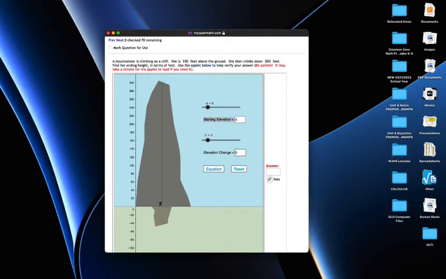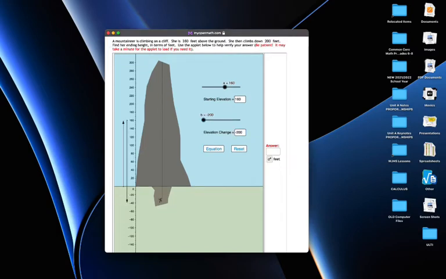So starting at 160, the elevation change is -200, so you can see that the arrow went from 0 up to 160 right there. And then we have a change of -200, and you can see then that the mountaineer has gone below ground level down here, and you can see the ending elevation right there, which would be at -40, and you could click right there to see the equation as well, but the elevation would be -40 feet.